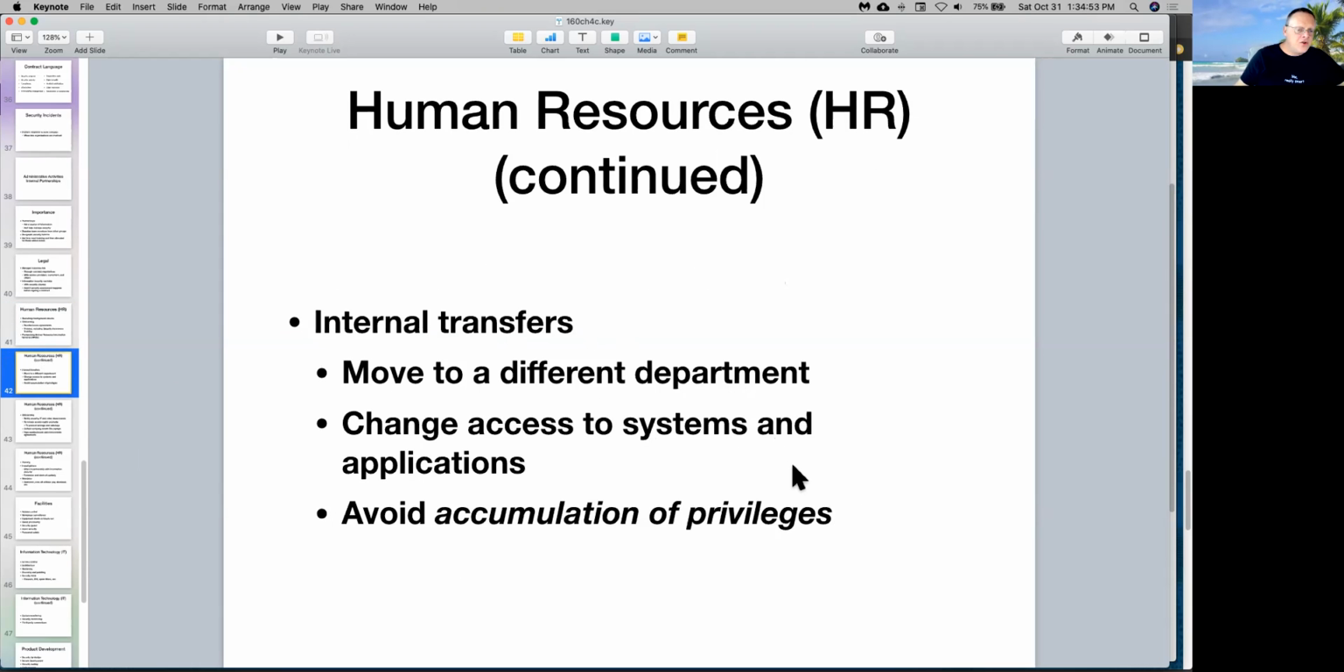Then you have internal transfers, and here's where HR helps a lot. You move people from department to department, and you don't want to allow accumulation of privileges. This is certainly true at the college. If you've been an old teacher, you have a whole drawer full of keys, because every time you get a new classroom, they give you a key and they never keep track of them or collect the old keys. You just gain more and more keys, even to rooms you're not using anymore. And that's what happens with accumulation of privileges. But an HR department should not allow that.